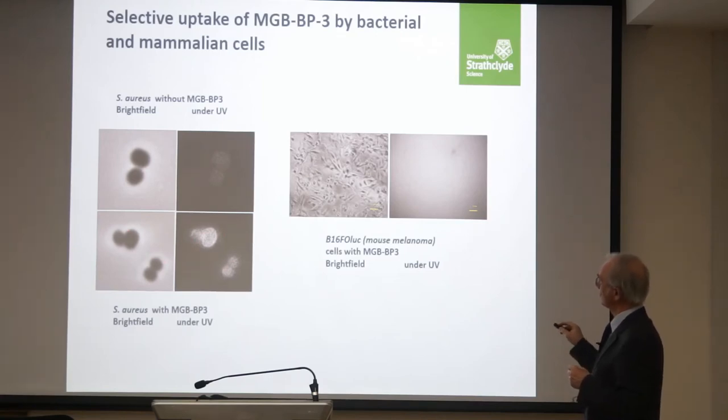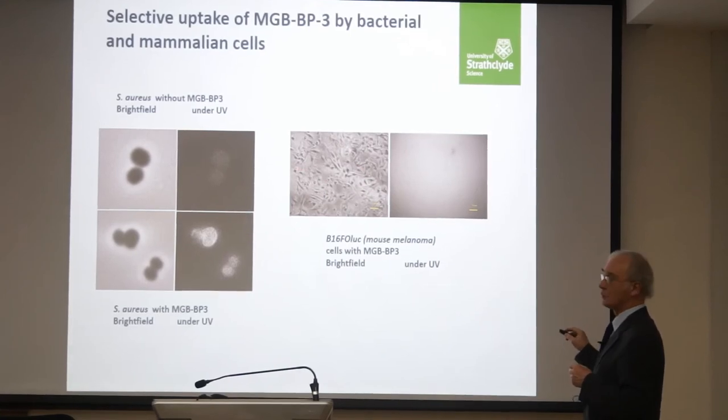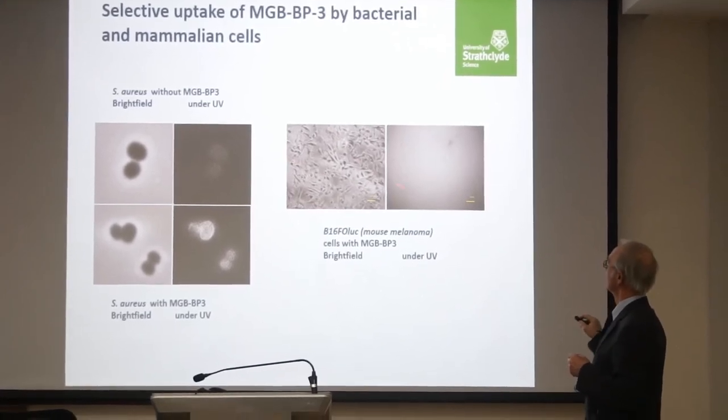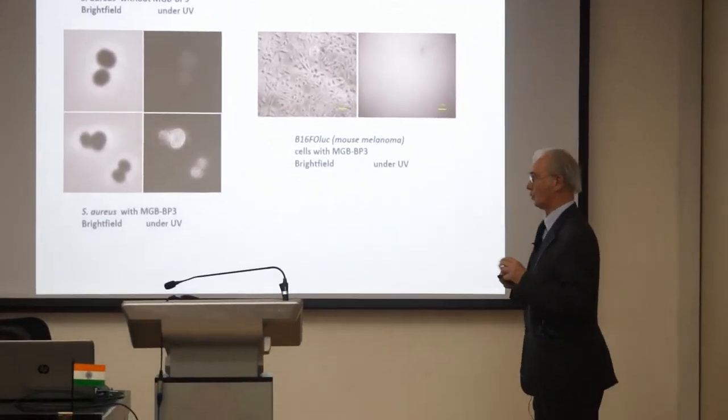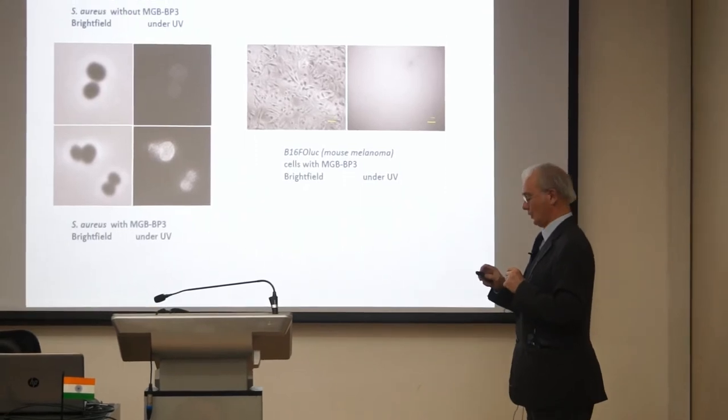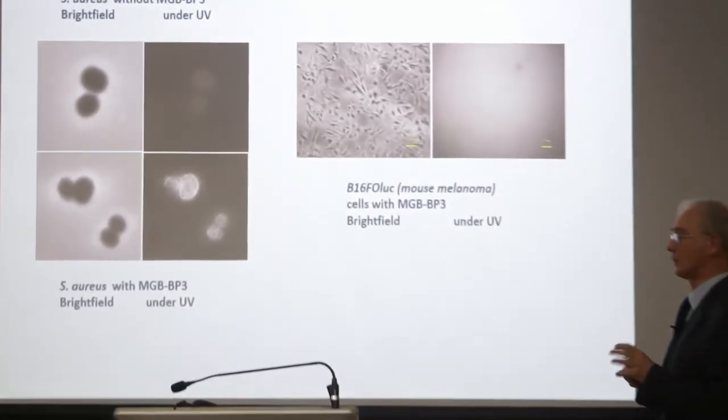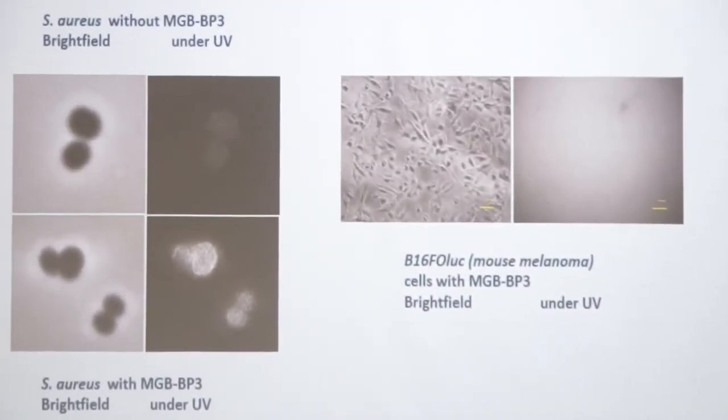We also looked at a number of mammalian cells. This one is a mouse melanoma cell line, and there is no lighting up whatsoever. So one of the important things, whatever else might be going on, is the access to cells in creating that selective toxicity.